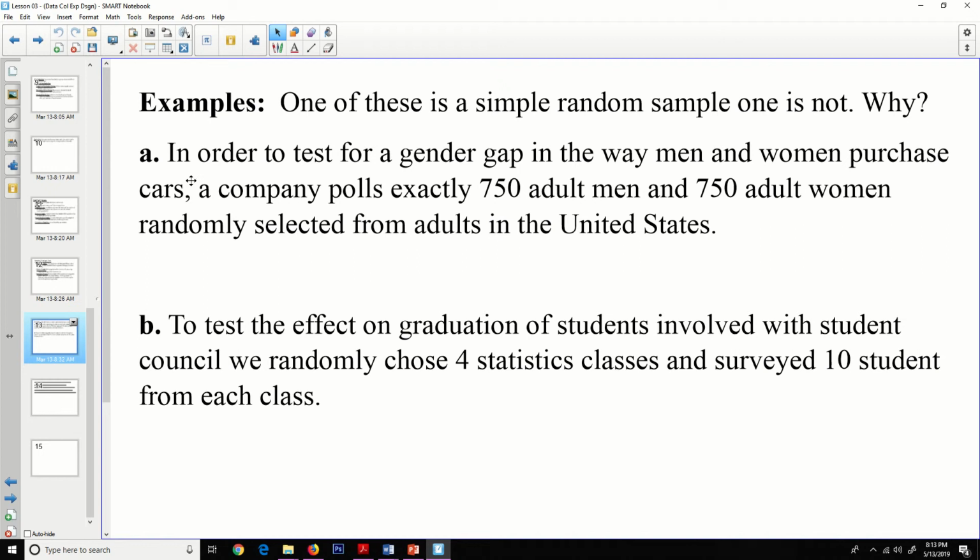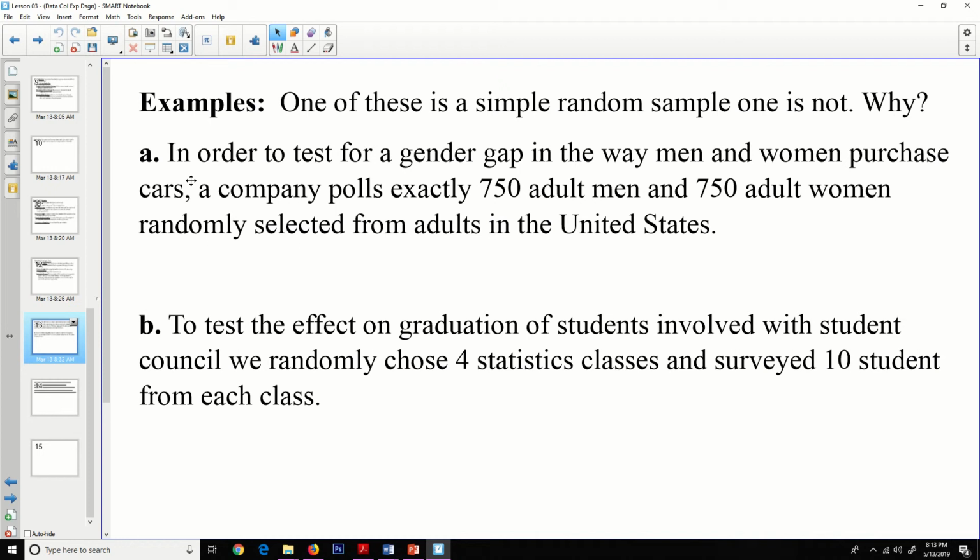So some examples. Let's see here. Where am I at in my notes? Sorry about that. They're kind of falling together here. There we go. First example.